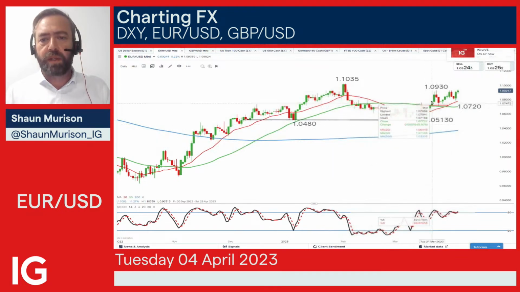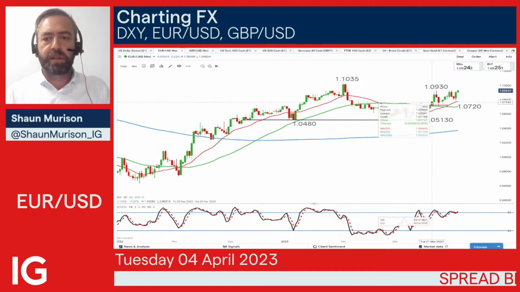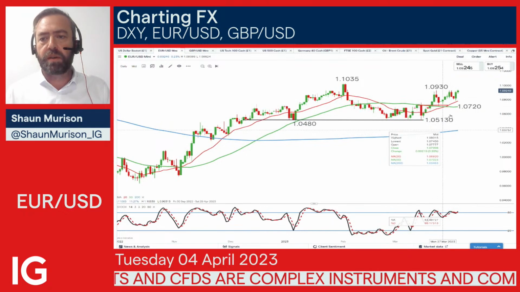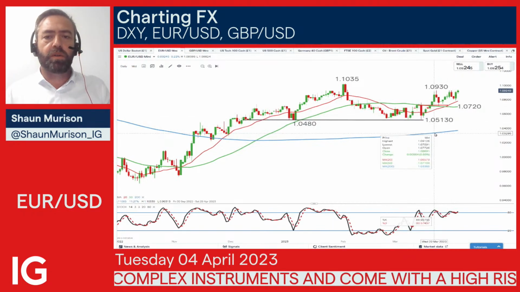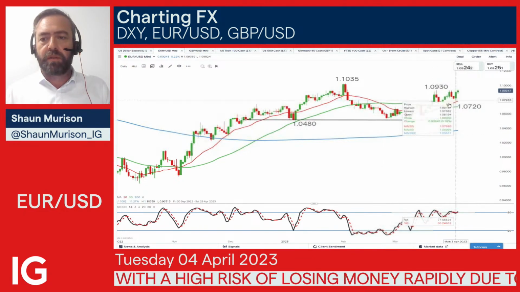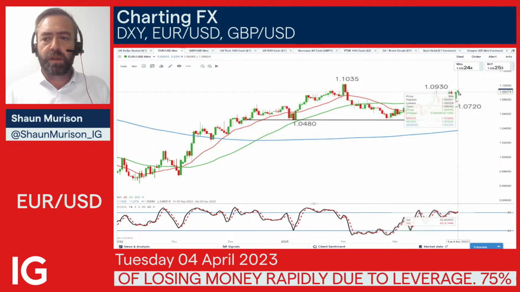So over the last few weeks, we've been looking at breaks of levels. We've been looking to keep a long bias to trades. We have now reached our 1.0930 resistance target. If we start closing above there, we are looking towards 1.1035.